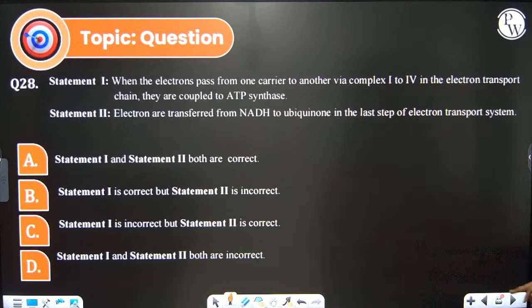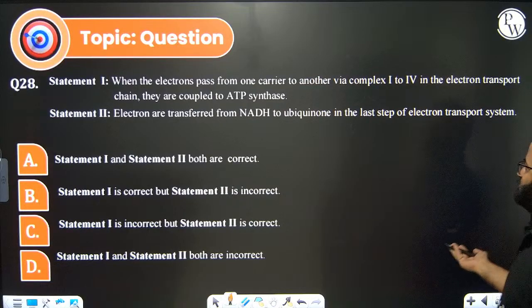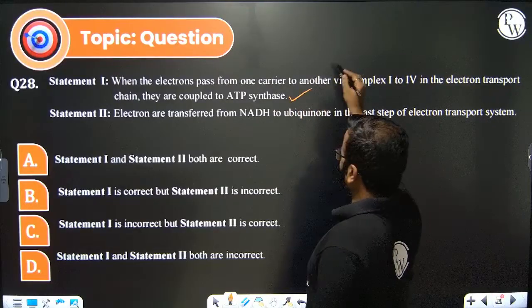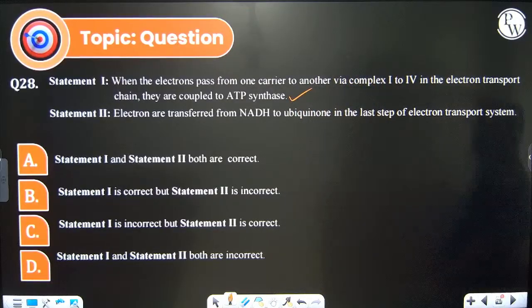Next. When the electrons pass from one carrier to another carrier via complex 1 to complex 4 in the electron transport chain, they are coupled to ATP synthase. Yes, that's the reason why it occurs. Which is true as a statement.